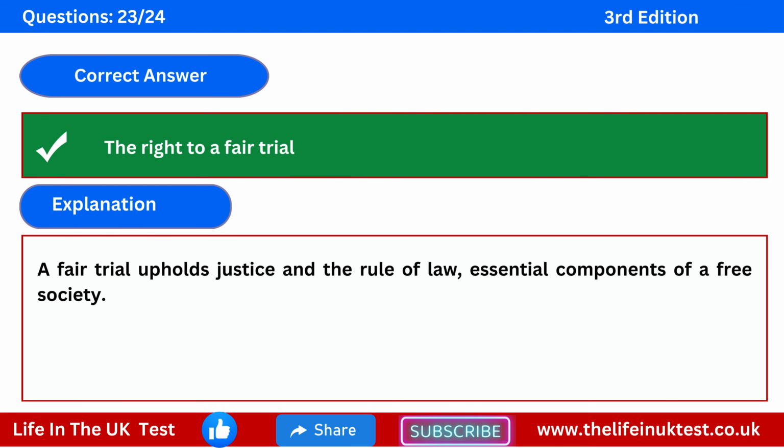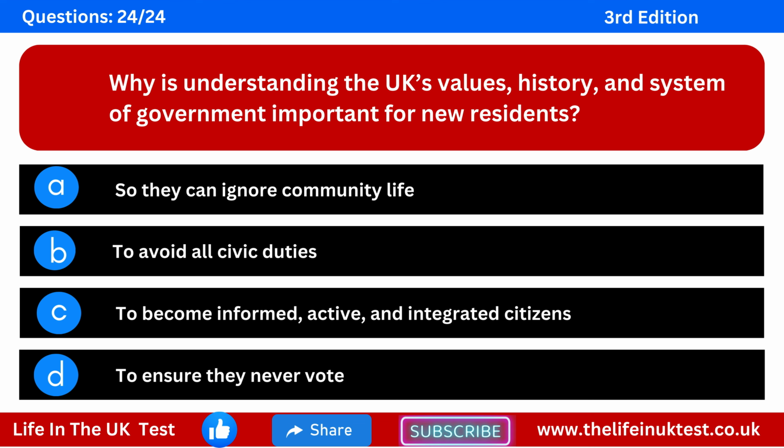The correct answer is the right to a fair trial. Explanation: a fair trial upholds justice and the rule of law, essential components of a free society. Question 24. Why is understanding the UK's values, history and system of government important for new residents? Option A, so they can ignore community life. Option B, to avoid all civic duties. Option C, to become informed, active and integrated citizens. Option D, to ensure they never vote.